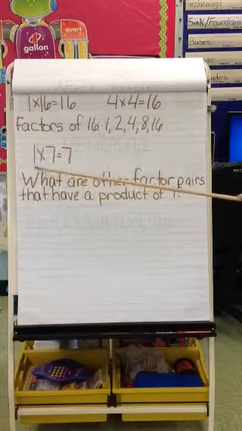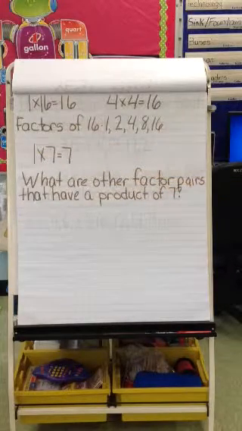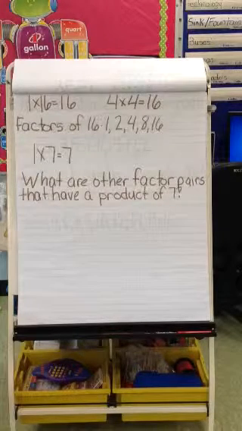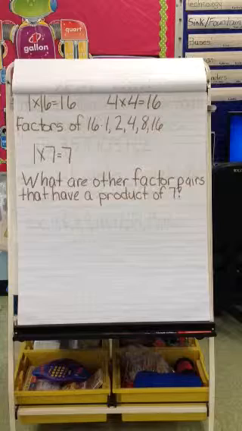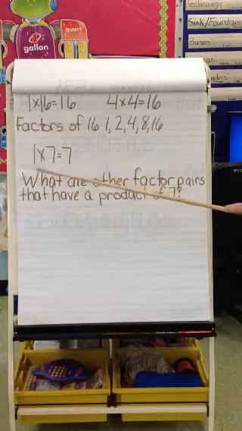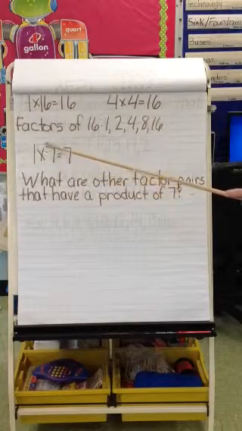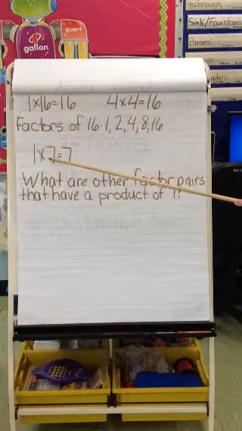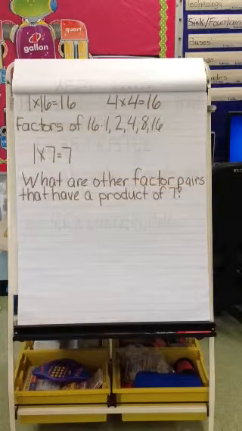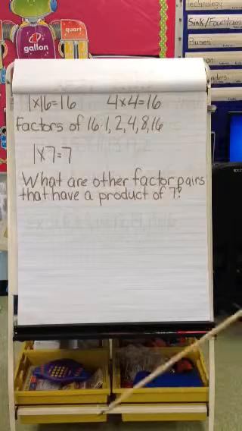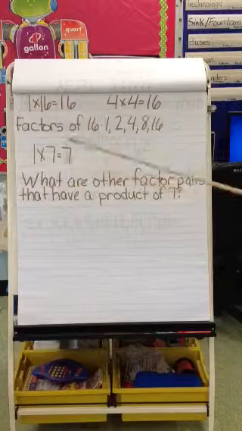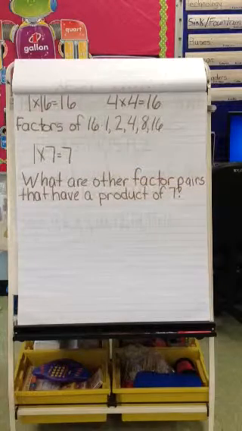Let's look at another multiplication equation. 1 times 7 is 7. What are other factor pairs to give us a product of 7? Now, if you were to say 7 times 1, you still are giving me the factors 1 and 7. Switching these doesn't give us different factors, so please keep that in mind. Okay, there are no more factors of 7. 7 has 2 factors, 7 and 1.